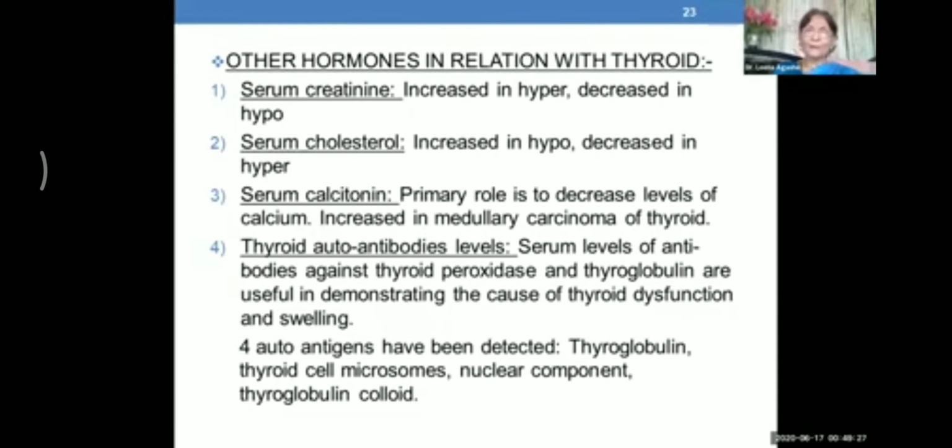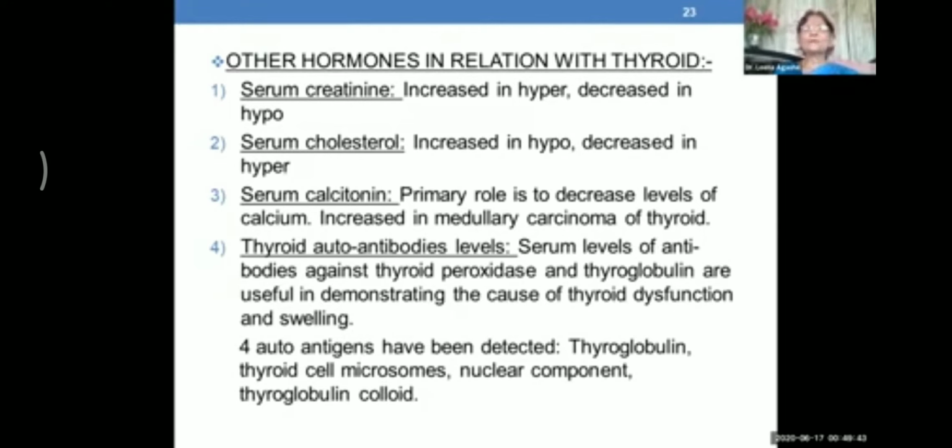Contrary to that, T4 is long acting. It takes more time to get the effect, that is days, 4 to 14 days. And that is why a single OD dose is enough per day.